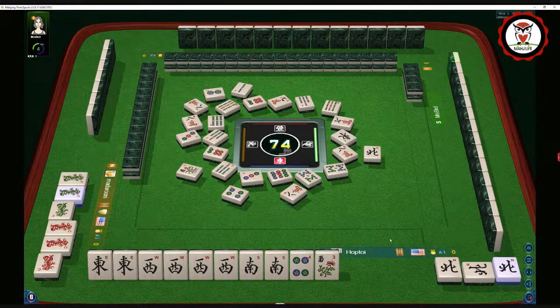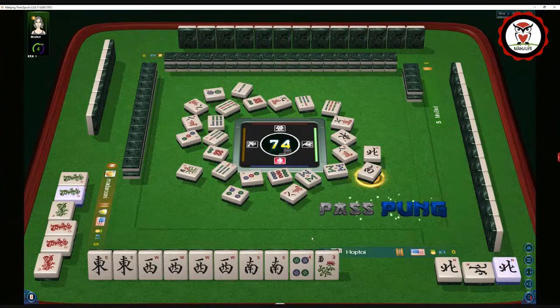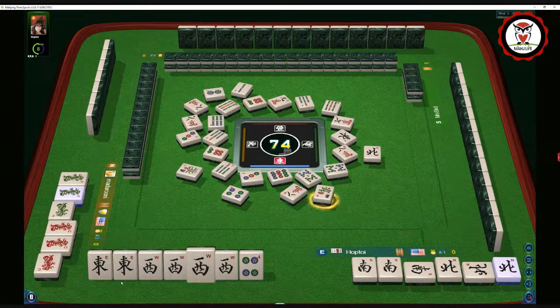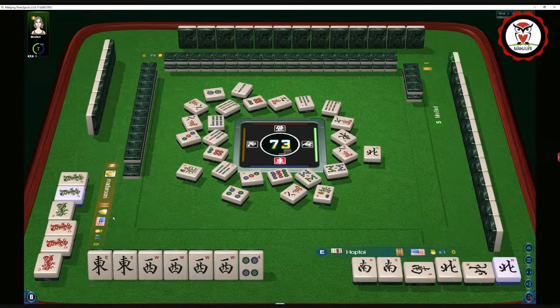Pung, Kong, Kong, Pung. South wind. Okay, so that is a Pung for us. And now we just need one good pick for the East. We do need a joker for that east because one is out.